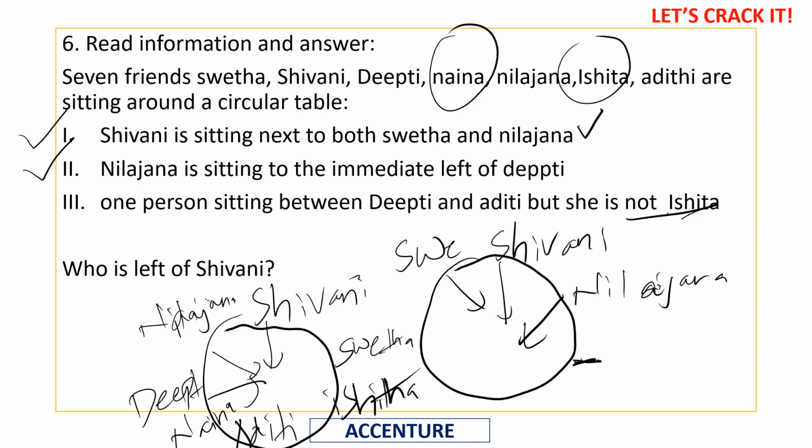So we got the complete relationship. So Nilajana, Shivani, Shweta, Ishita, Aditi, Naina and Deepthi. Now let's start answering this question. Who is left of Shivani? Directly we can say, if here it is Shivani, on the left side of Shivani it is Shweta. So the answer is Shweta for the first question.